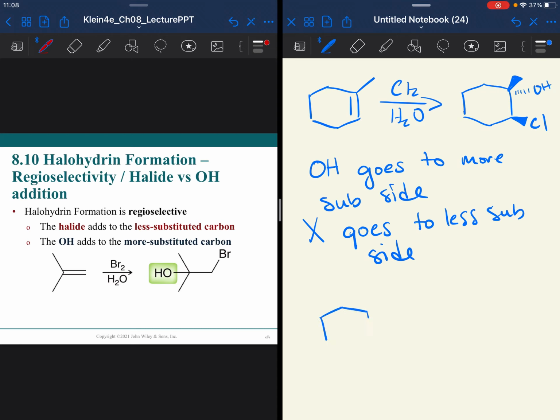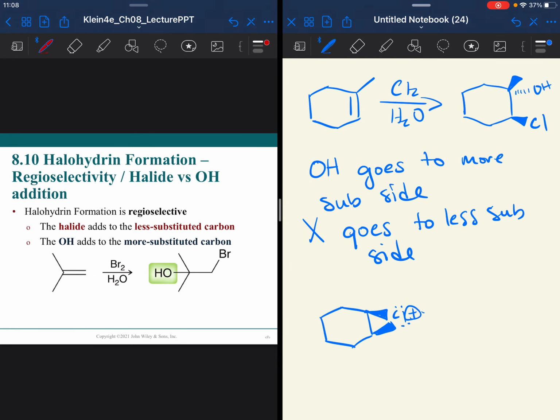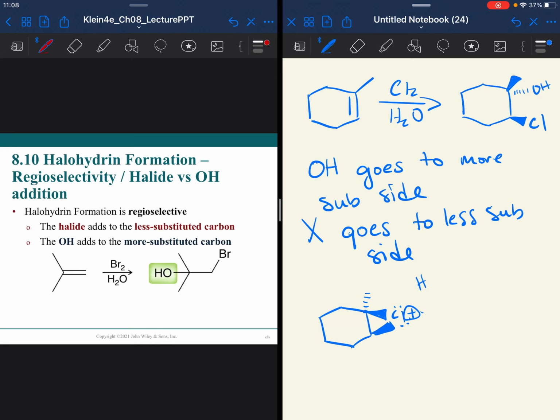If we think about the intermediate, I'm just going to draw the chloronium ion. So in this case, let's say the chlorine added to the front, right? The same way we'd make a bromonium ion, we can make a chloronium ion. Sorry, I keep tilting my iPad. And there would still be a methyl group here. So you would think, well, the water would want to add to the less substituted side, but it doesn't. It actually adds to the more substituted side. And the reason for that has to do with the transition state.